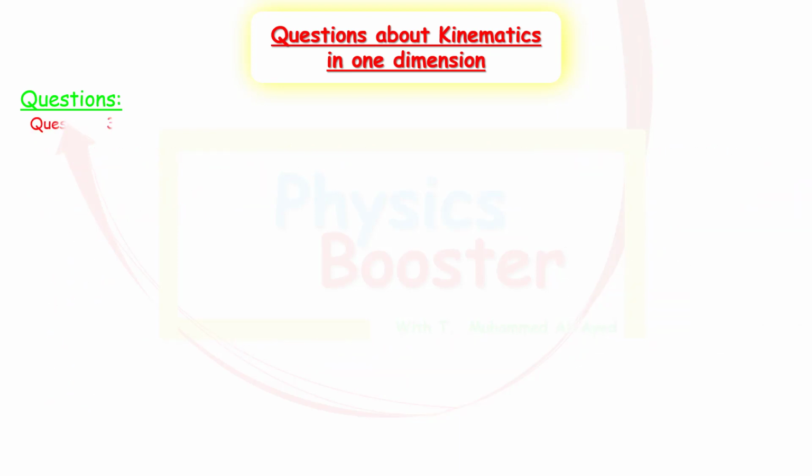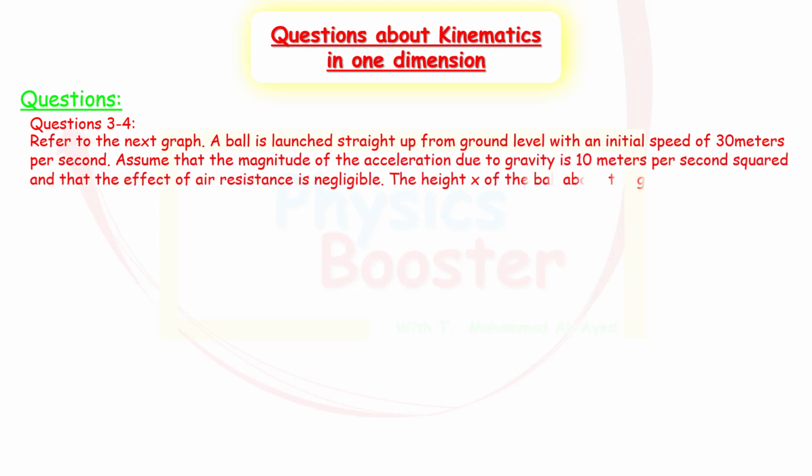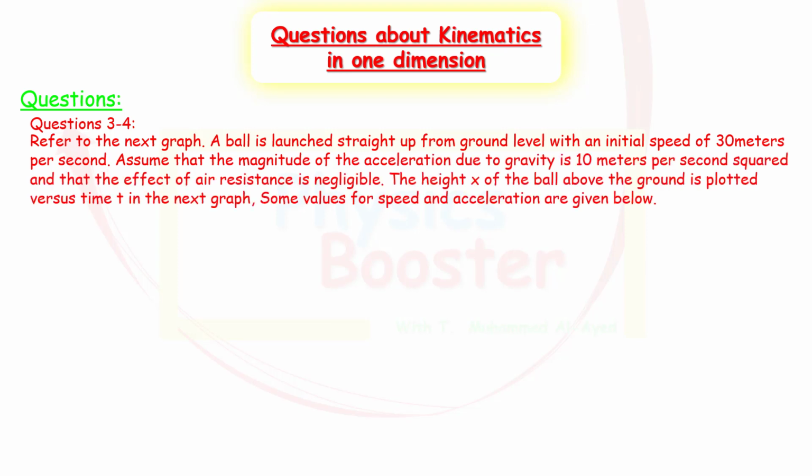Next question. Questions 3 and 4 refer to the next graph. A ball is launched straight up from ground level with an initial speed of 30 meters per second. So I have the initial speed. Assume that the magnitude of the acceleration is 10 meters per second squared, and we know that's the gravitational acceleration. We introduced it before when we talked about motion in one dimension, but we introduced it as 9.8, while in this question it's asking me to use it as 10.